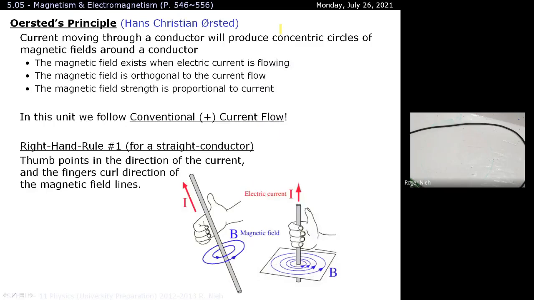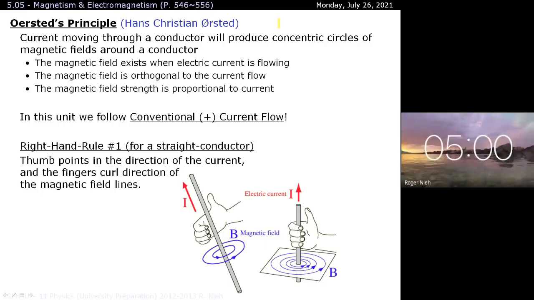So I'll give you a moment to jot down what you need to jot down over here. And then I'll explain a bit of history about this, and then I'll show you a cool little video of a demonstration of this. I'll give you, I guess, 2 minutes. Cue the music, relaxing music.